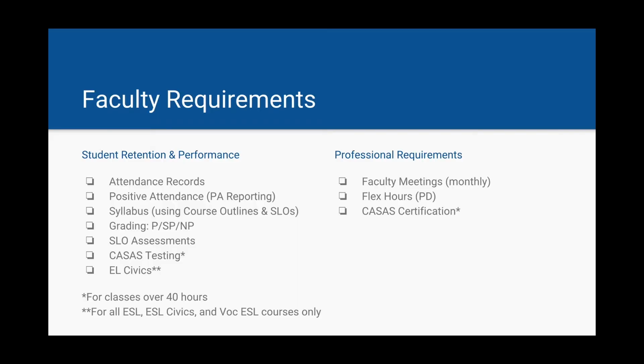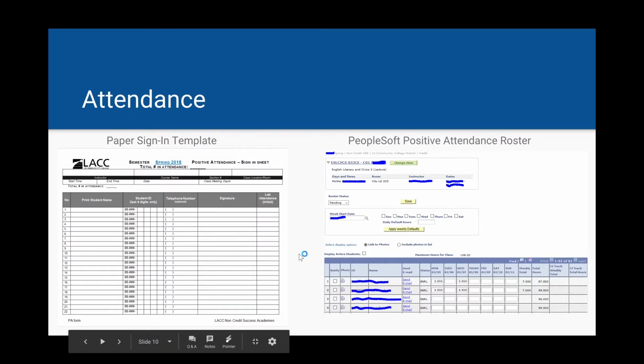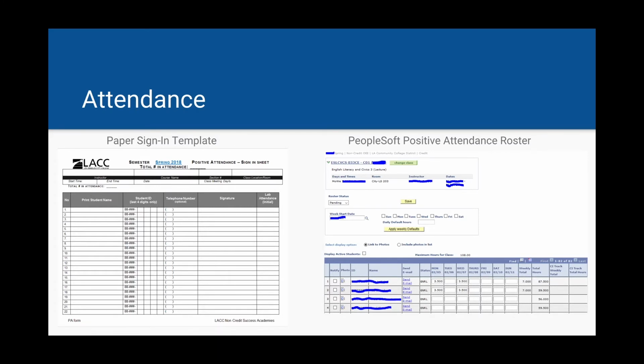Faculty requirements fall under two main categories: student retention and performance, and professional requirements. Let's look a little closer at each of these categories. One of the most important responsibilities of non-credit faculty members is keeping accurate attendance records. Much of our program's funding relies on these records, so please follow all of the steps in recording your attendance.